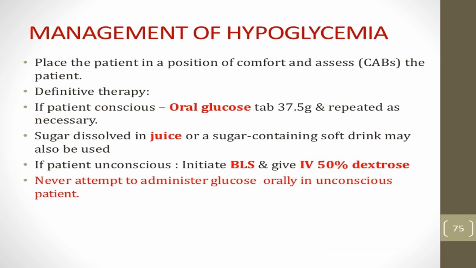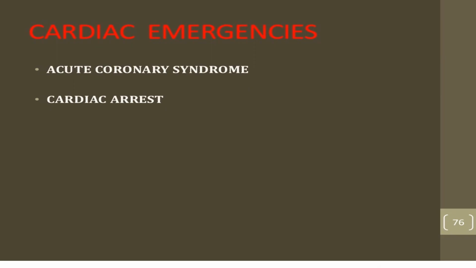Management of hypoglycemia. Place the patient in a position of comfort and assess, CABS, the patient. Definitive therapy: if the patient is conscious, oral glucose tablet 37.5 g, repeated as necessary. Sugar dissolved in juice or a sugar-containing soft drink may also be used. If the patient is unconscious, initiate BLS and give 50% dextrose. Never attempt to administer glucose orally in an unconscious patient.